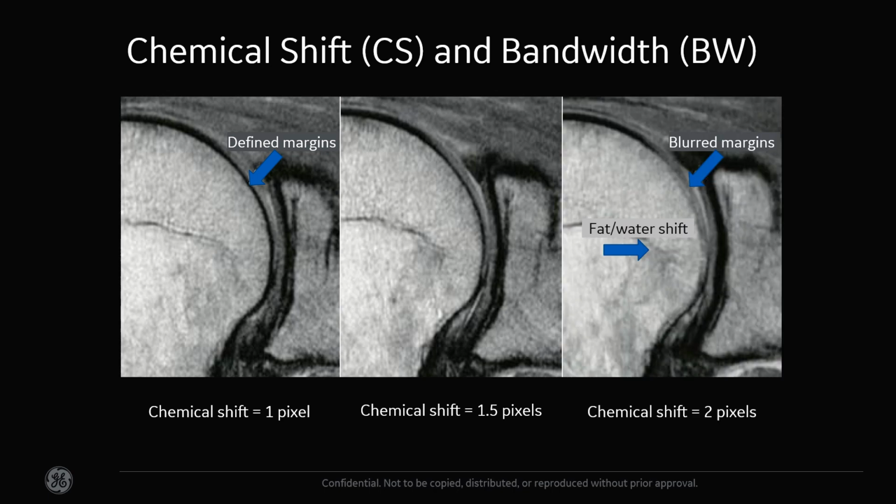Same patient, same parameters. Again, the only thing that's been altered is our bandwidth to now have a chemical shift of 2 pixels. And it's very obvious that we can see we've lost the dense cortical bone signal, and we've now got blurring of the hyaline cartilage over the top of the cortical bone, which is making this image suboptimal.